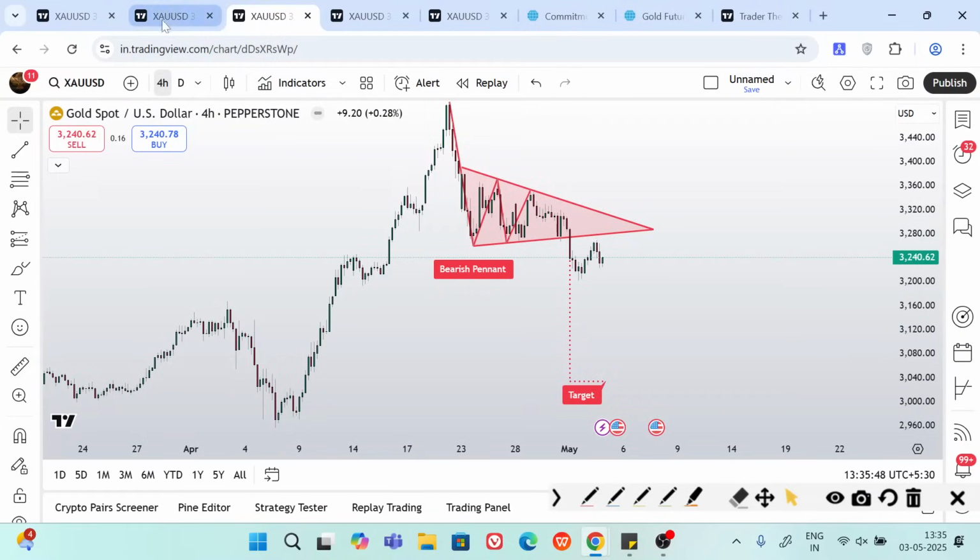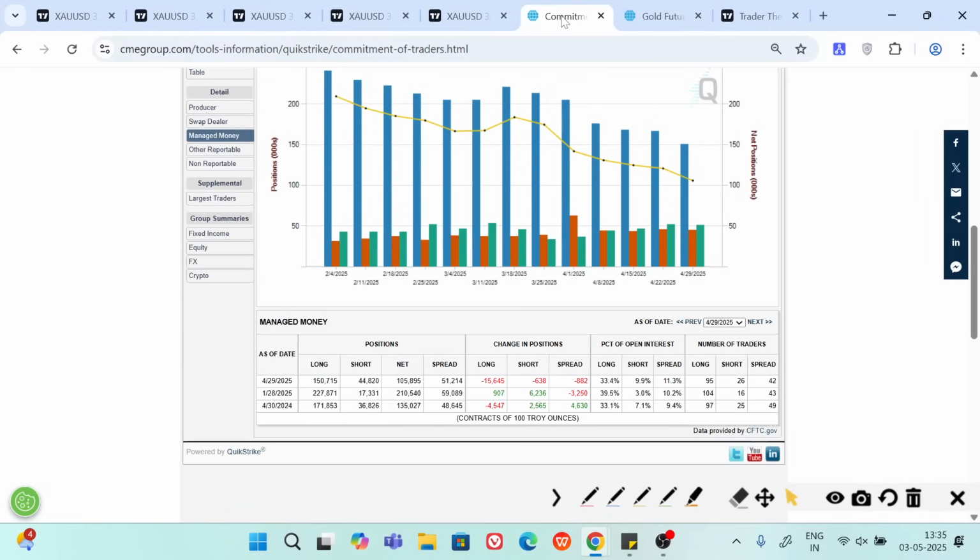As usual, before going into the price action, we are going to check the latest COT, that is the Commitment of Traders report, and in the COT report we are looking at the positions of the managed money. If we look at the overall sentiment for this particular period, you can see that the managed money are continuously decreasing their long positions. These blue bars are the net long positions of managed money, and you can see this is continuously decreasing.